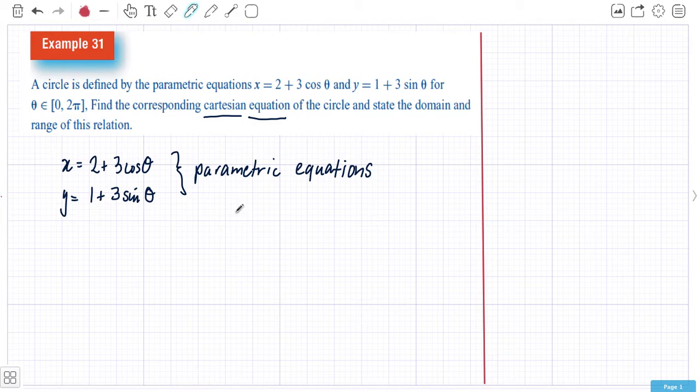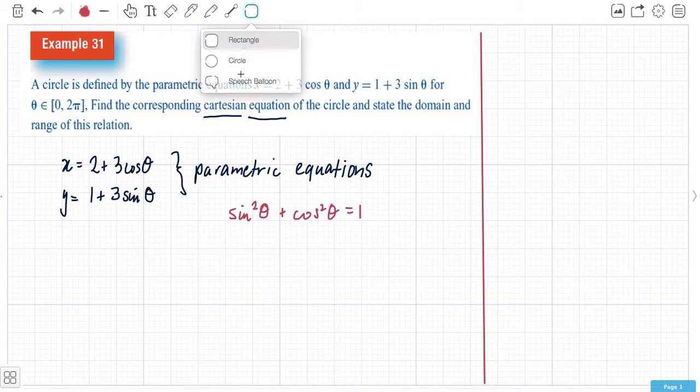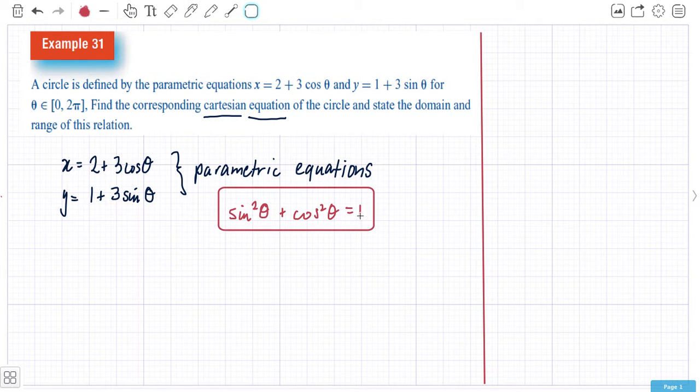But the one super useful thing you can always use in spec maths is this expression, sine squared theta plus cos squared theta equals 1. It's what's called the Pythagorean identity. And this helps us to link together any expressions that have sine and cos in them. So we're going to use this idea here.